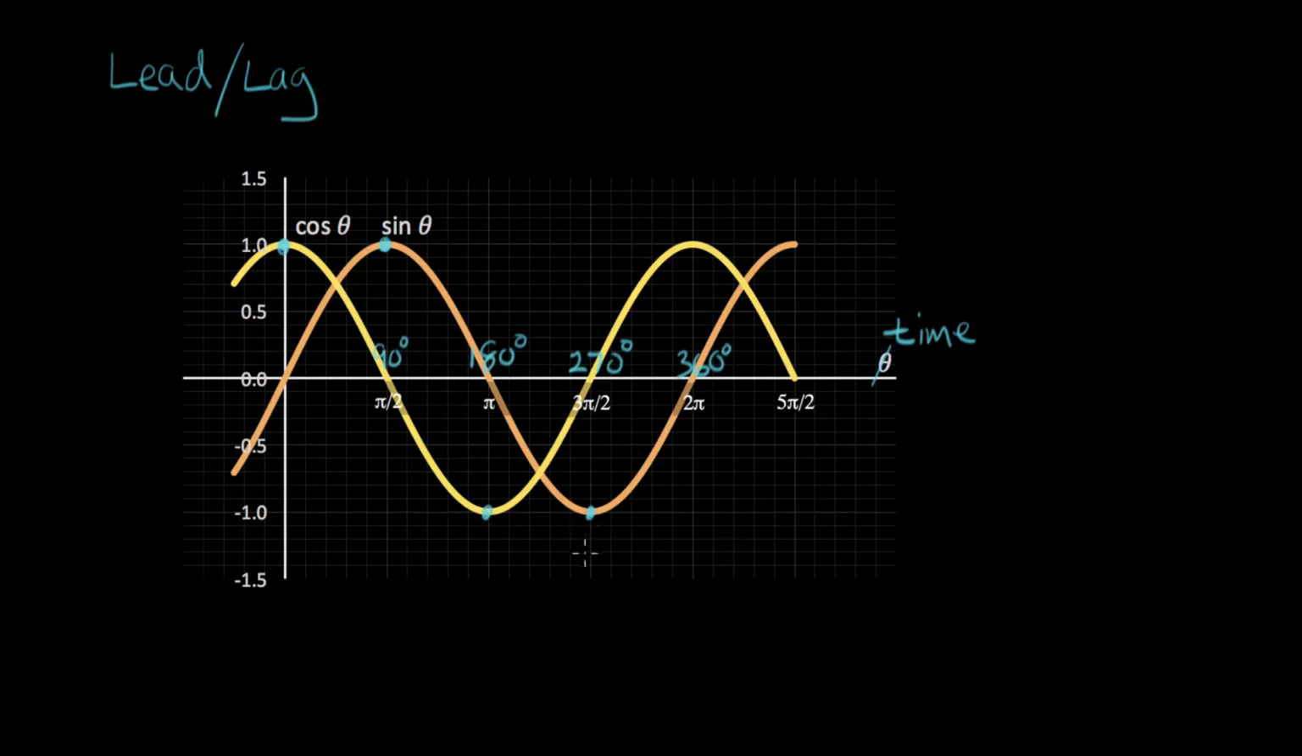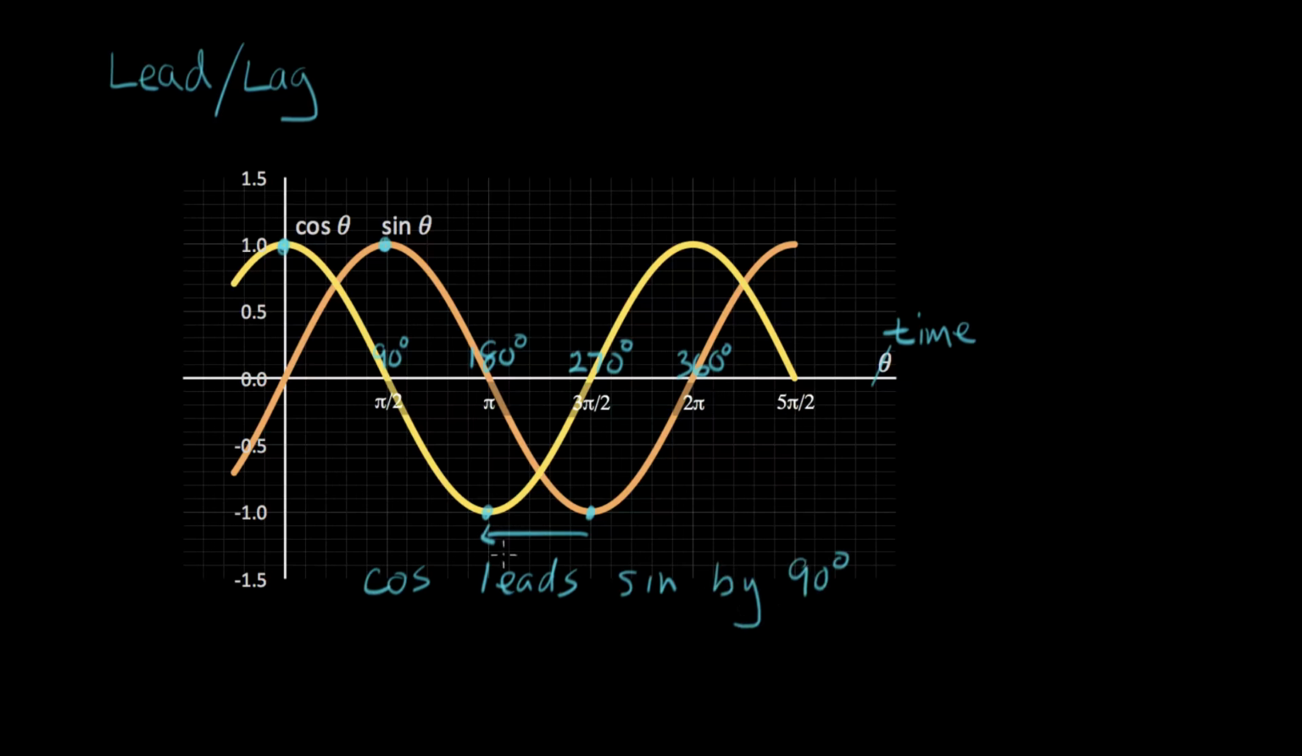So when we have this timing relationship between two periodic waves, in this case, we say that the cosine leads the sine wave. And the amount of lead is the difference between these 2 points, and we could say the lead is 270 minus 180, in this case 90 degrees. So we say that cosine leads sine by 90 degrees.